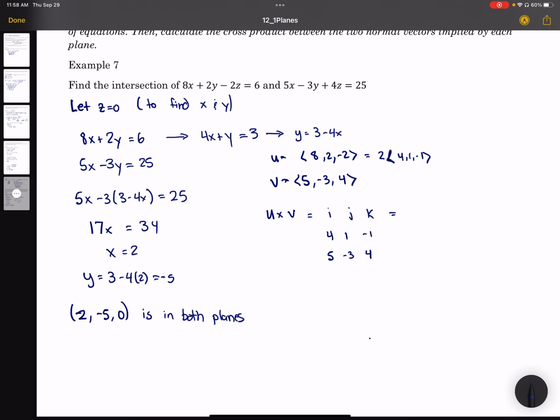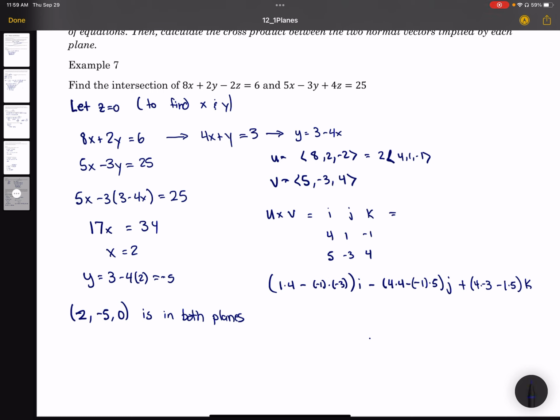So we're going to get 1 times 4 minus negative 1 times negative 3, i, minus, for j, 4 times 4 minus negative 1 times 5, j, and then plus, for k, 4 times negative 3 minus 1 times 5, k. It's not equal to 0, because we're not doing a plane. It's just a cross product.